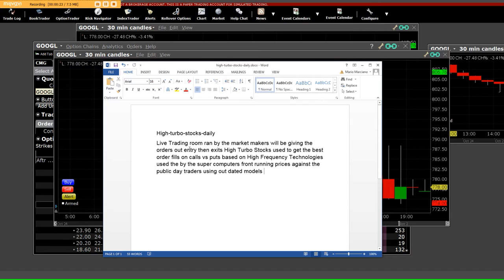Now, we'll be giving the orders out, entry and exits, high turbo stocks used to get the best order fills on calls versus puts based on high frequency trading technologies. Let's go ahead and bold that one, everybody. And there it is. High frequency trading technologies used by the supercomputers, front running prices against the public. Day traders using outdated models do not work in this environment. It works here. It's everything that you should be and want to be.